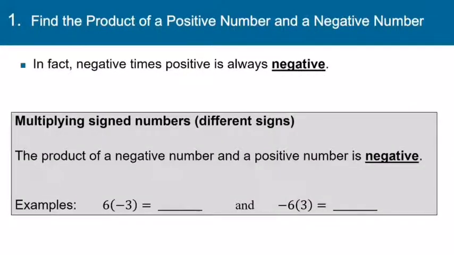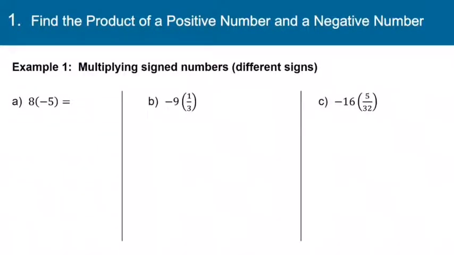A negative times a positive is always negative. So here's a rule you can memorize. The product of a negative and a positive is always going to be negative. So for example, 6 times negative 3 is negative 18. And also negative 6 times positive 3 is negative 18. See, it doesn't matter which number carries the negative sign. A positive times a negative is negative.